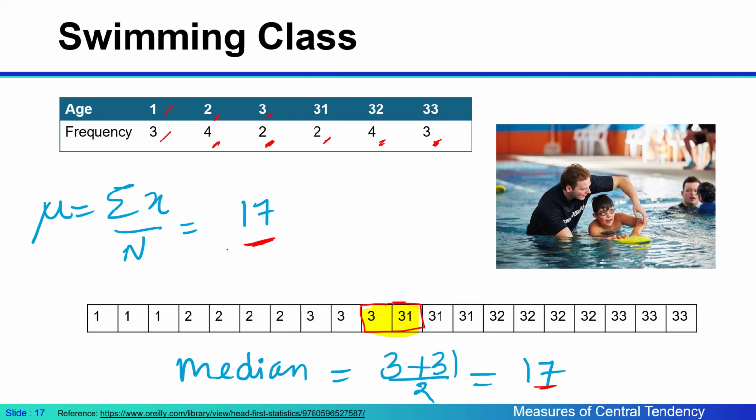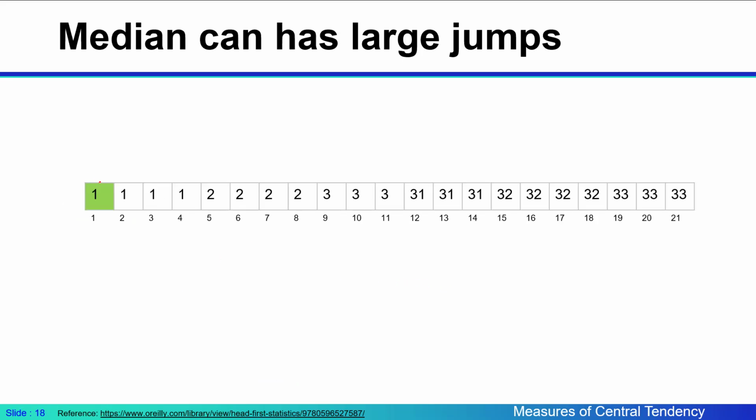Let me give you one situation. Let's say this is the data. What if one more kid of age 1 joins this class? Then what happens to our mean and median? From the median point of view, it is the (n plus 1)/2th term, and here we have 21 terms, so 21 plus 1 by 2, which is 22 by 2, which is the 11th term. Our median suddenly becomes 3.